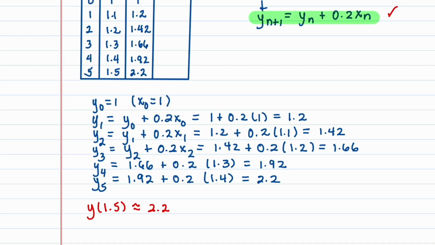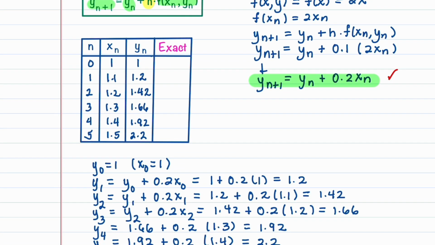Let's now go back up to our table and put in the exact value, and then we can see how accurate the solution is. Our exact solution was y is equal to x squared. So when n is equal to 0, our exact solution is 1 squared, which is 1, and then we have 1.1 squared, which is 1.21, and then we get the rest of the values. We're just squaring what x n is.